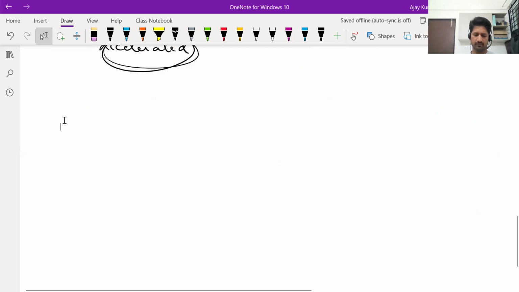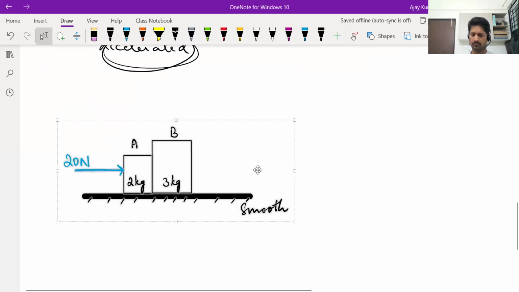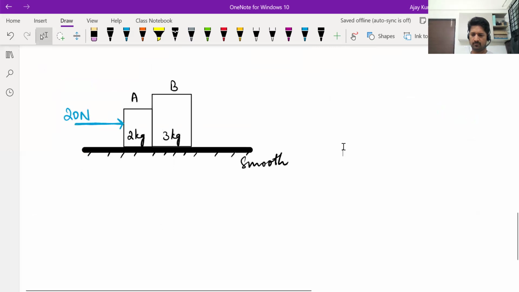Pawan, what do you say? Will these two blocks move together or will they move separately with some gap between them? Sir, they will move together. Okay. Saket, what do you say?